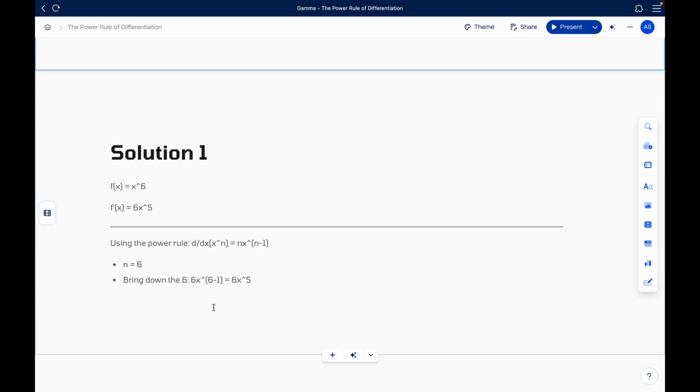And here we go. Here is the solution. f of x is equal to x to the power of 6, and f dash x is equal to 6x to the power of 5, where f dash x is, of course, the derivative of f of x.